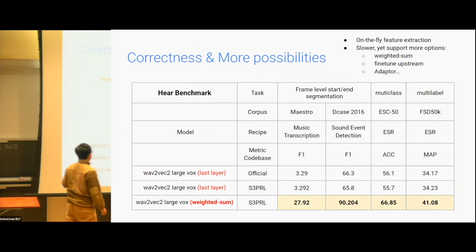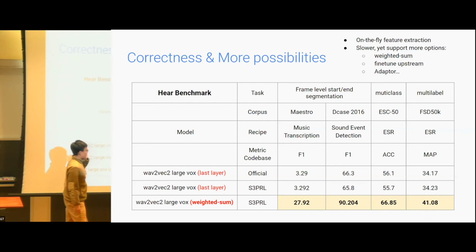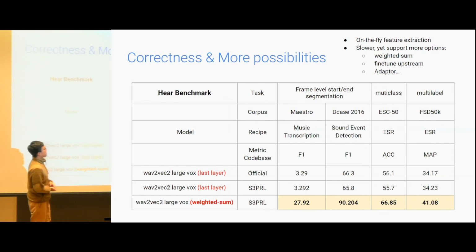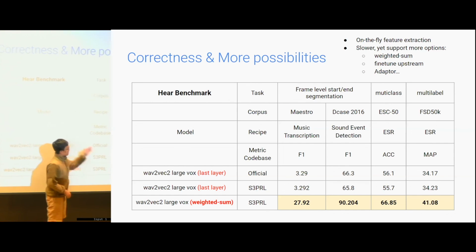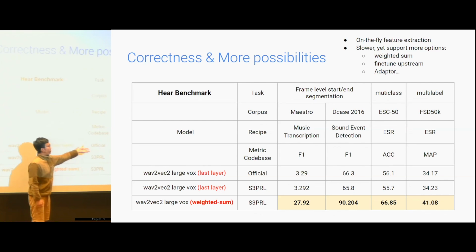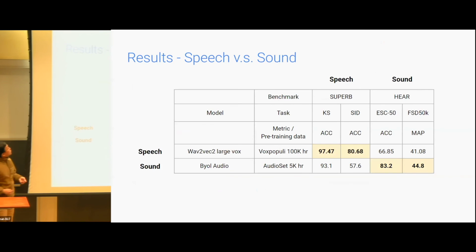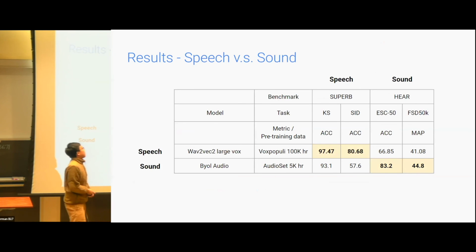And also in S3PRL, we have flexible options on how to utilize the upstream model. You can extract a single layer, or you can weight-sum all the hidden states, or you can fine-tune the pre-trained model. And after we follow the SUPERB way to do the weighted sum, we actually get quite a significant improvement upon the numbers reported on the HEAR benchmark. So also, of course, we need to do some cross comparison.